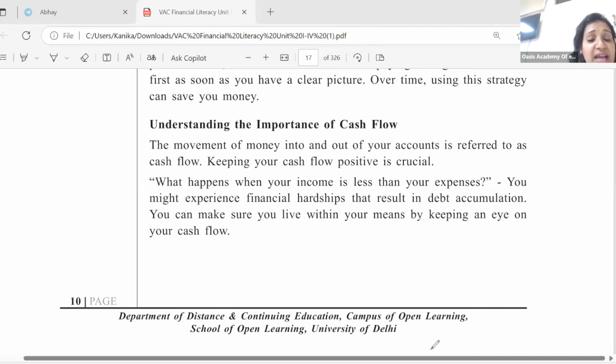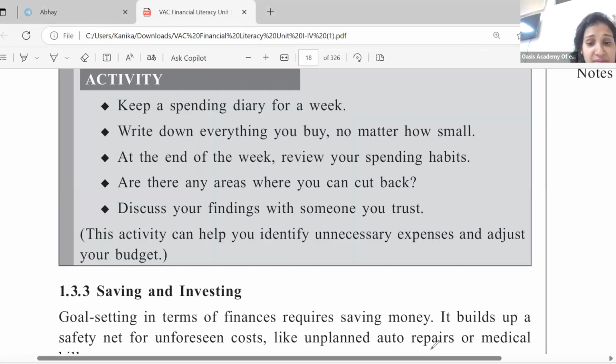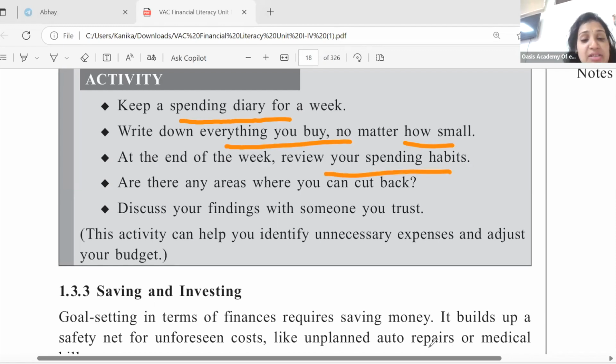Now I can tell you the key activities of a budget. Normally, keep a spending diary. Then you write down everything you want to buy, no matter how small it is. Then you have to review your spending habits and discuss your findings with someone you trust.